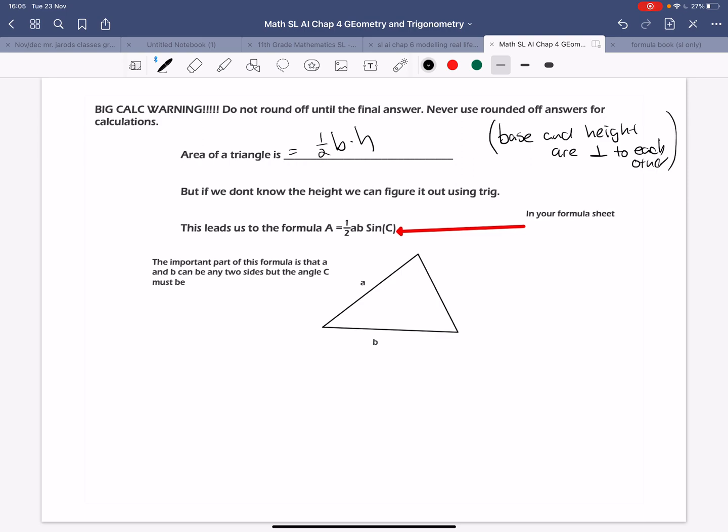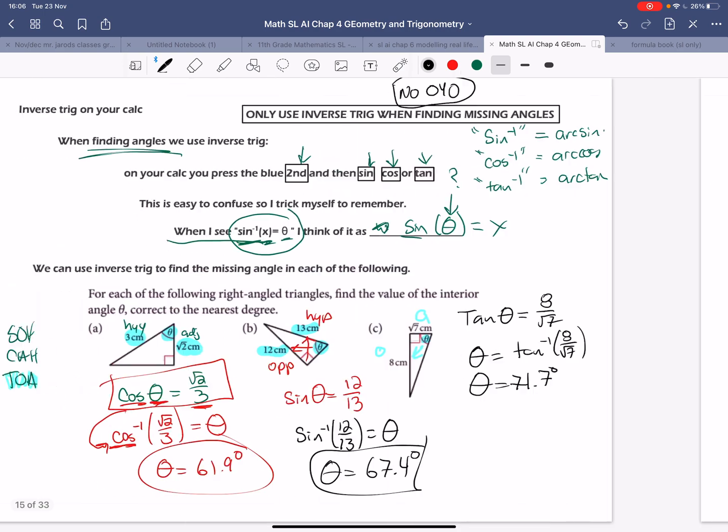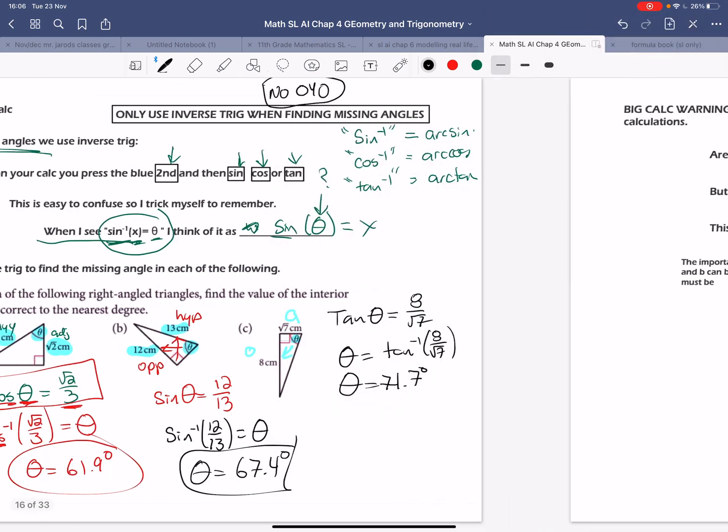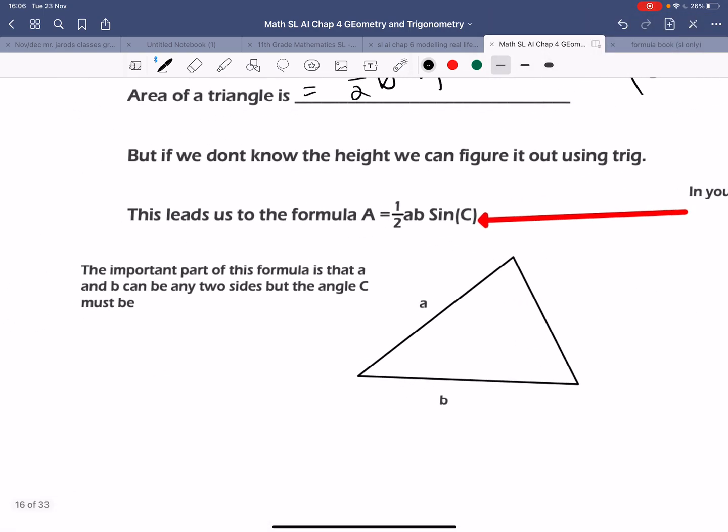Okay, if we don't know the height, a lot of times we know the base but we don't know the height, we can figure it out using trig. So we could do all this trig out here, or because it's in our formula sheet, we can just use this formula, okay? This leads us to this formula, A equals 1/2 AB times the sine of C.